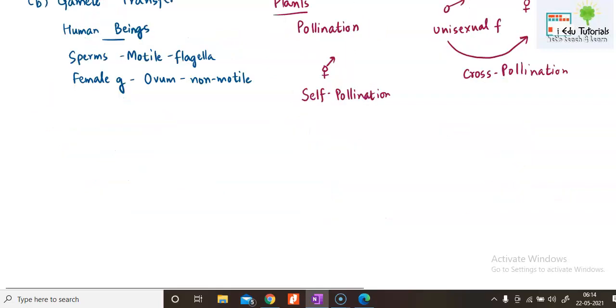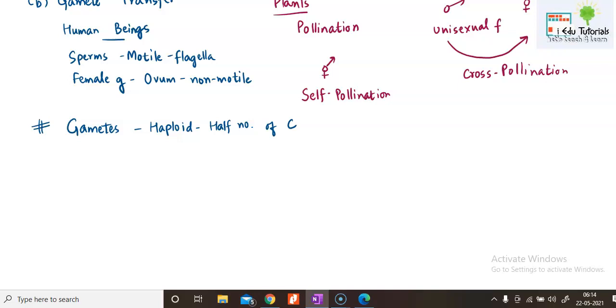So we have seen in pre-fertilization event that first gamete should be formed and then gamete transfer has to happen. Now both the things are ready. There is one extra thing which you must know, that gametes which are formed in step number 1 of pre-fertilization event are always haploid. Haploid means half the number of chromosomes will be present in them. This is very, very important.